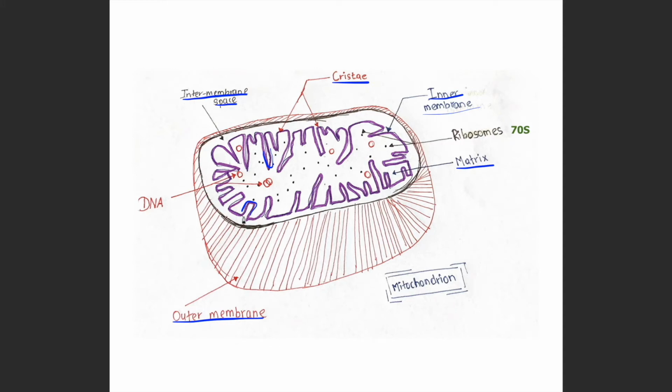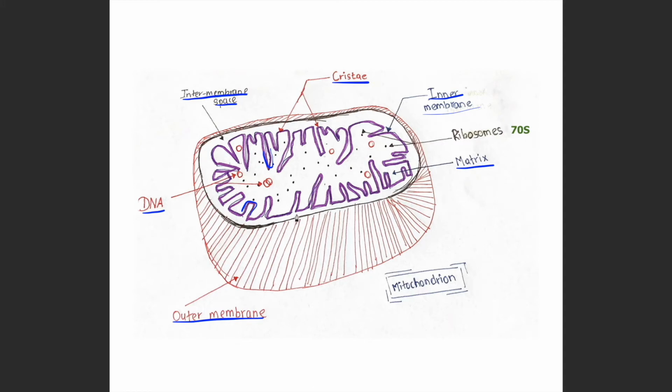Okay, so moving on, we can see that there is circular DNA in the mitochondria, in the matrix. So they have their own DNA. Now we will get into more of the structural parts of mitochondria.